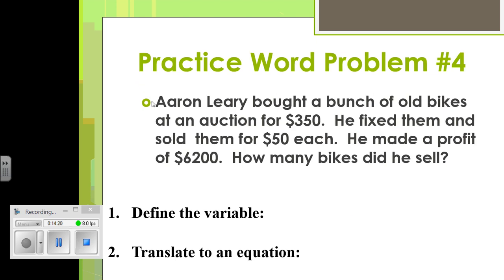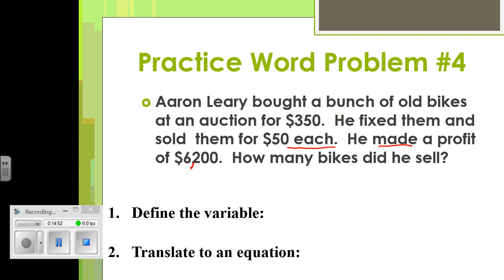Let's do this last one together, and I know there's more examples, but this is where I'll cut the video. It says Aaron Leary, who I have no idea who that is, bought a bunch of old bikes at an auction for $350. He fixed them, and he sold them for $50 each. There's that each word again, hint, hint, wink, wink. And then he made a profit of $6,200. So this is sort of a business setup here, and the question is, how many bikes did he sell?